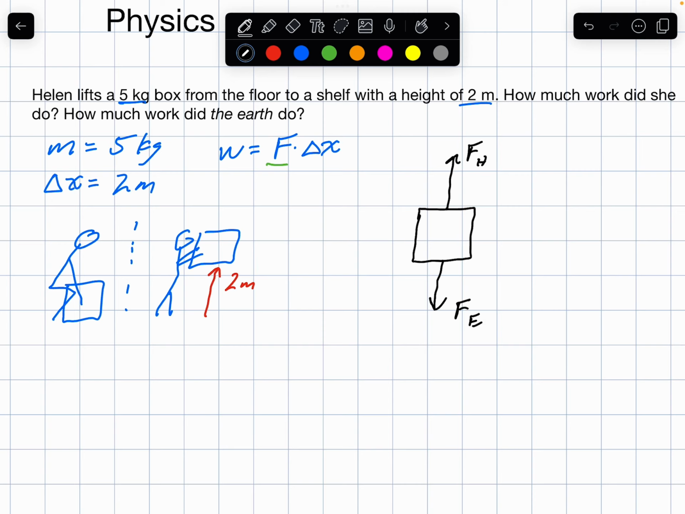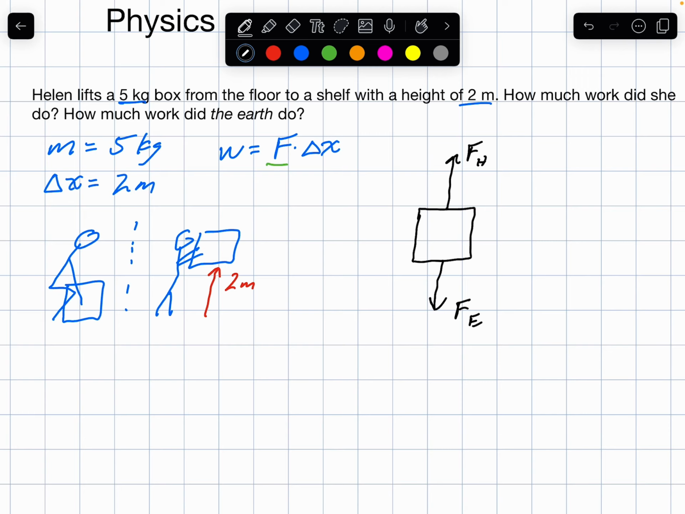And if Helen's lifting the box up and then placing it somewhere, her average force is going to be the same as the force of the Earth if she's lifting it slowly. It doesn't say anything here about the acceleration of the box, so we're going to assume that the net force on the box, overall average, as Helen's lifting it, is 0.